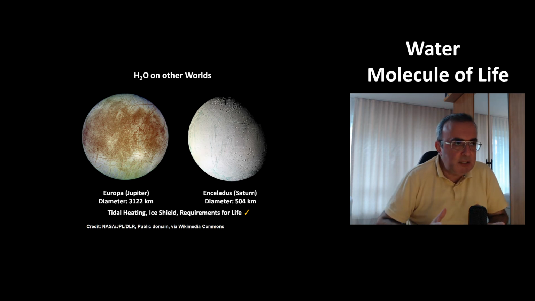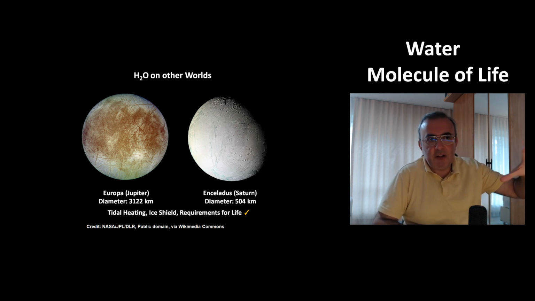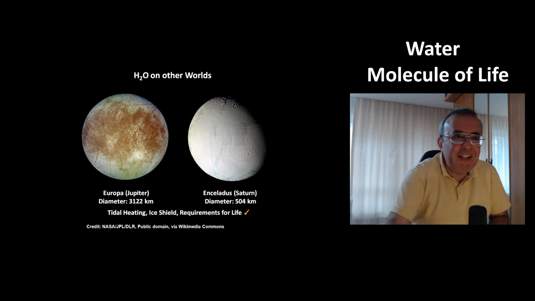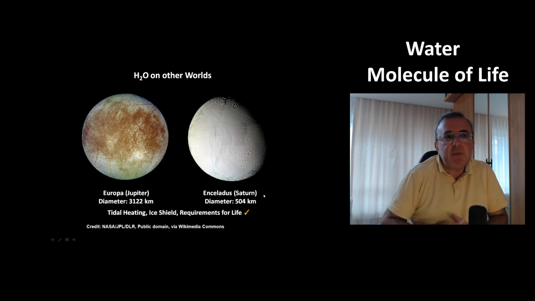And this means all requirements for life are met. You have liquid water, you have the minerals, you have basic components like ammonia, carbon dioxide, and you have the energy source. Plus we have an ice shield at the surface. The ice shield protects the underneath ocean from the cosmic radiation, and that's why I've made a yellow check here. These moons could be potential places for life.